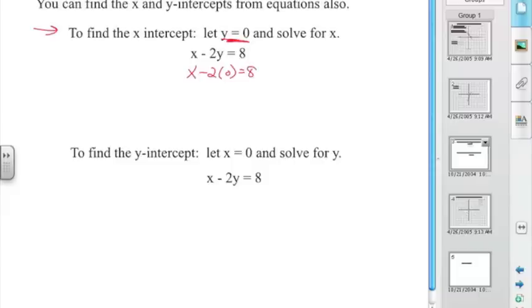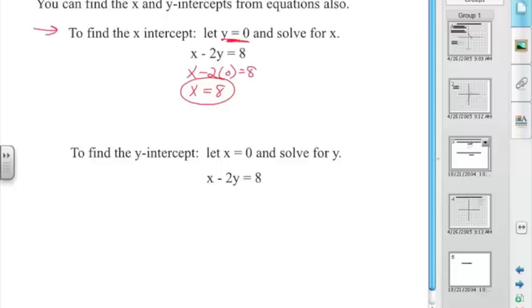Now you'll remember from the first slide that I discussed when the line crosses the x-axis at the x-intercept, the y-coordinate is always 0. And that's exactly what we're doing here mathematically. So we made y 0 because we know that when y is 0, we're going to have the point where it crosses the x-axis. And in fact, because 2 times 0 is 0, x minus 0 equals 8, we know that the x-intercept is 8 for this particular line.